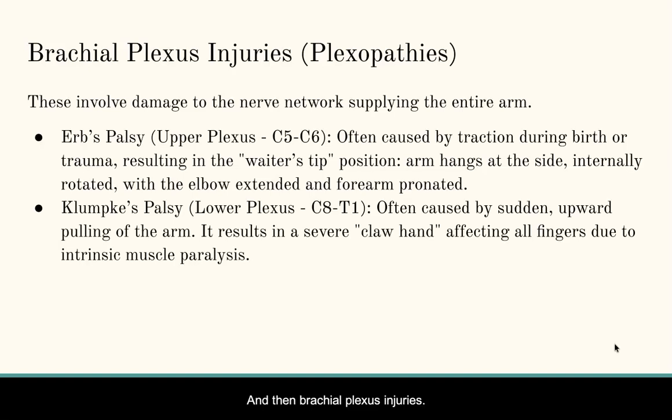And then brachial plexus injuries. These are damage to the network supplying the entire arm. So you might have an Erb's palsy, most familiar with for children, caused by traction during birth or trauma, or Klumpke's palsy. So the Erb's palsy is the upper plexus, and Klumpke's palsy is the lower plexus. So the Erb's palsy, waiter's tip position, Klumpke's a claw hand position. So these are all must-know information.